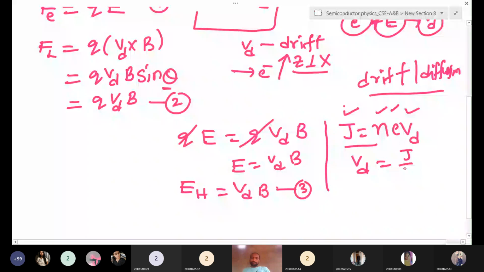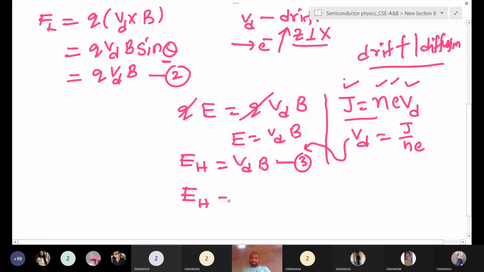Now substitute this Vd in equation 3. Simply substitute Vd is equal to J by Ne. You write EH is equal to, now what is the expression? JB by Ne. This field is the Hall field. Now you can write this expression.